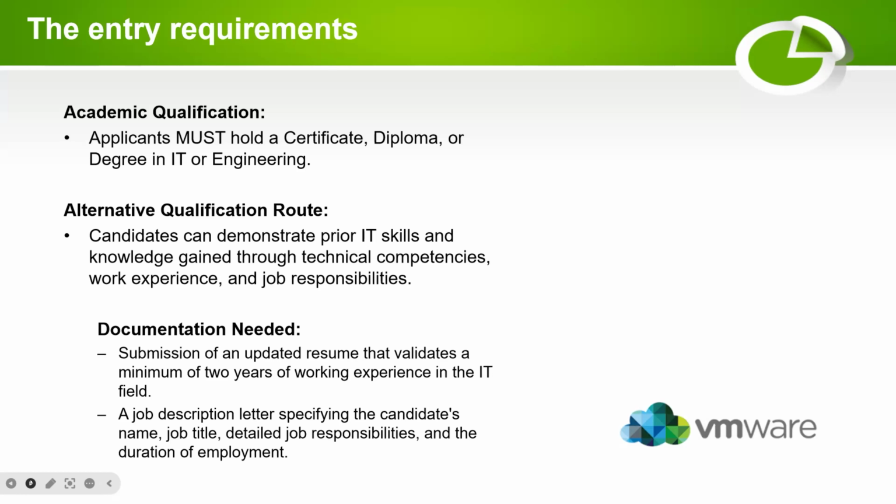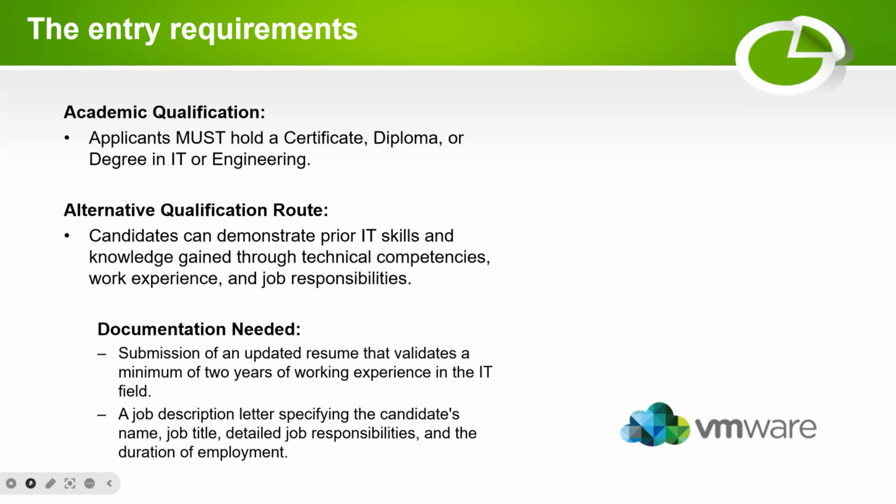For the full status route, the candidate is required to have a certificate, diploma, or degree in IT or engineering. Now, of course, the alternative is for those persons who may not have yet gotten any physical certification in the industry that they're working in. As such, the alternative qualification route, which is the mature status, will allow persons to gain entry to the program through their prior IT skills and knowledge, which they would have acquired through their work experience, the job responsibilities that they do, technical qualifications that they would have garnered through their work experience, and their technical competencies.